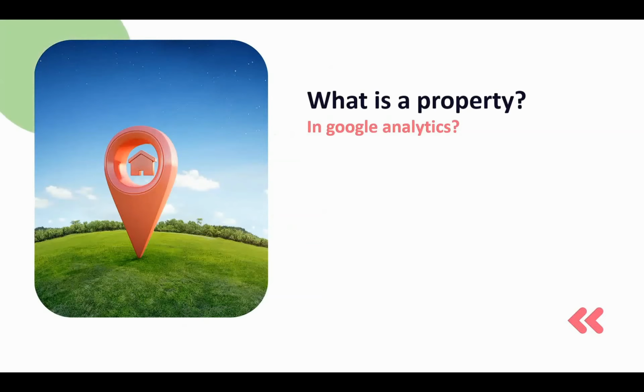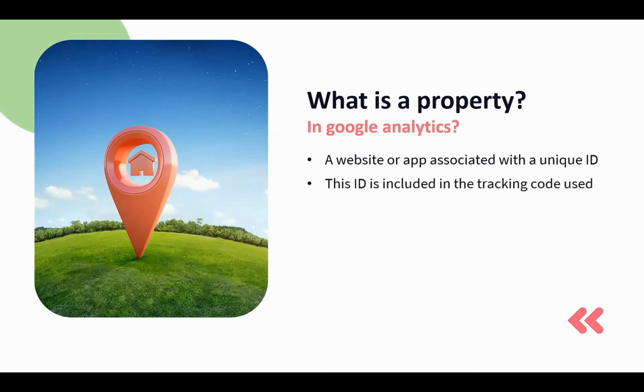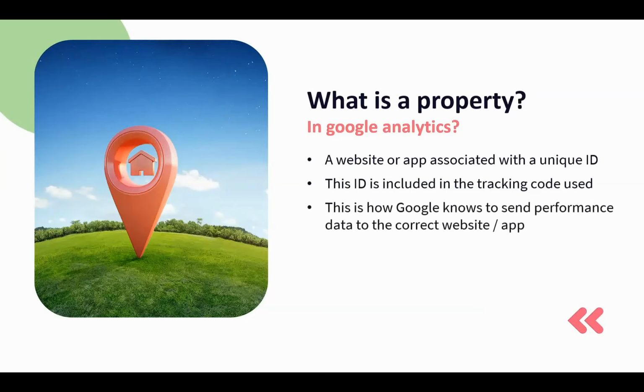And what is a property in Google Analytics? It is a website or app associated with a unique ID, so it's given a unique ID. And this ID is included in the tracking code that is used. So all the pages on your site that you would add your tracking code to would contain the property ID. This is how Google actually knows to send performance data to the correct website or app analytics. Of course, it does need a way to link a website to its analytics, and this is how it does it. You can have more than one property in an account.